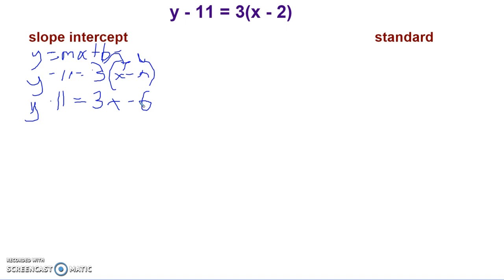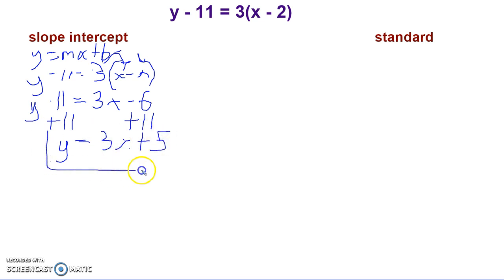So now we have y minus 11 is equal to 3x minus 6, and we're trying to solve for y. So this one's not too terrible. We just add 11 to both sides. So we end up with y is equal to 3x plus 5. And that is our slope-intercept form. There's nothing else that we need to do there. So now we want to go to standard form.